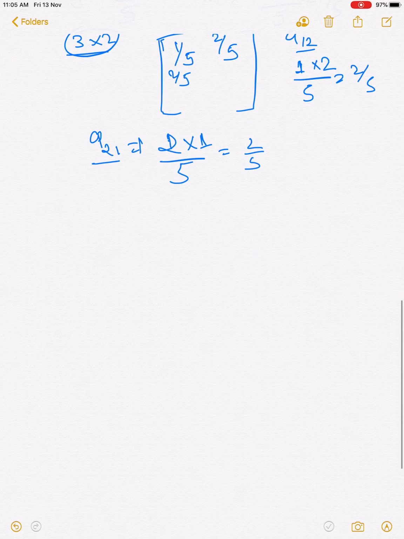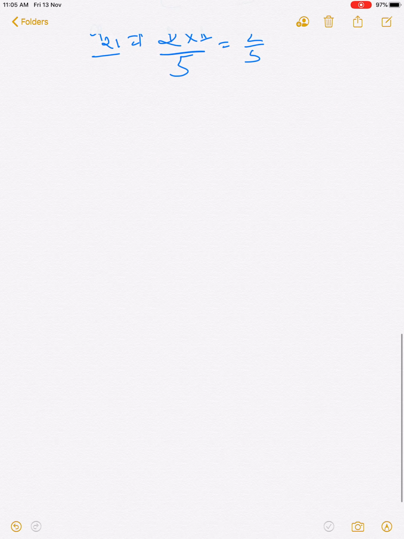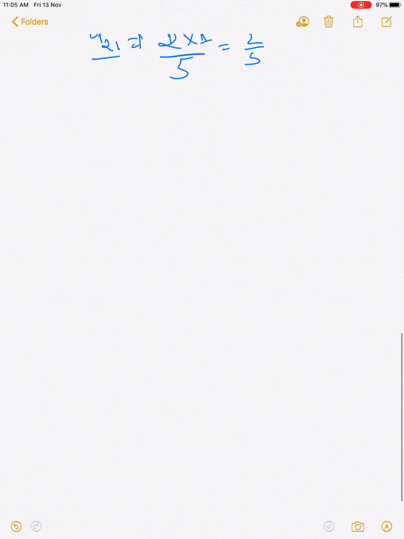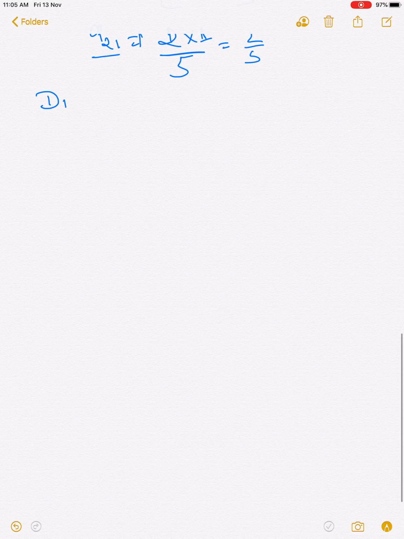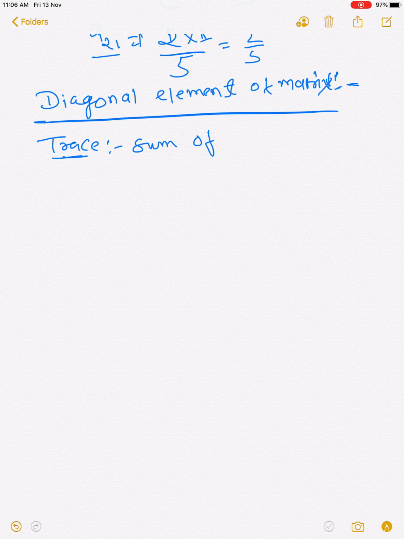So let's go another way. Now I just want to say what the diagonal element of a matrix is. Because we are studying elements, the diagonal element of a matrix is an important one. I will also teach you the trace of a matrix. Trace means the sum of diagonal elements. Always remember this: the sum of diagonal elements is the trace of that matrix.